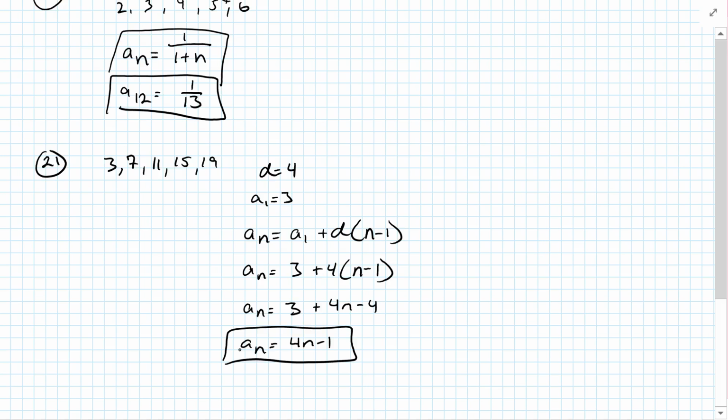Alright, so find the 12th term. So the a of 12 would be 4 times 12 minus 1. So the a of 12 would be 48 minus 1, which would be 47.